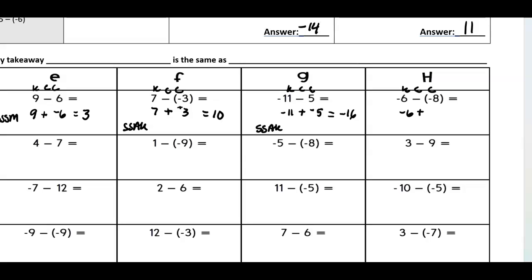And lastly, keep, change, change. Negative 6 plus positive 8, or just regular 8. You can write it like that, or you can just write it as negative 6 plus 8. It doesn't matter. DSSM, different signs, so I subtract. I have more positives. My answer is positive 2. You're going to continue to do the rest. Please do them as I've done them, where you rewrite the problem and you write the type.